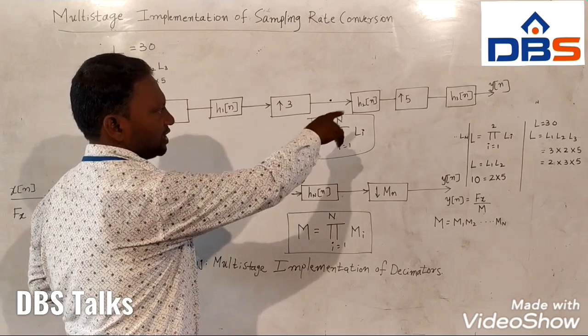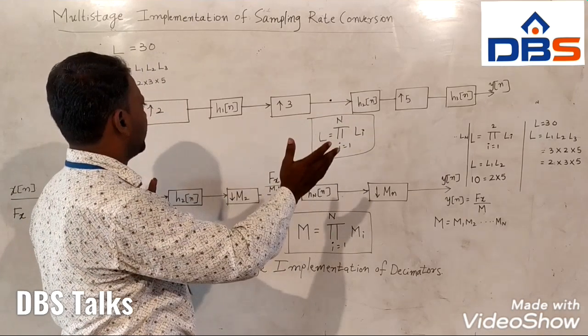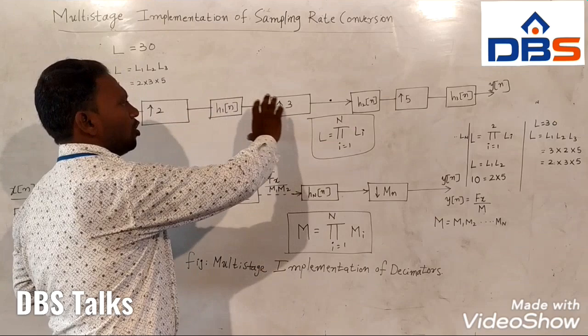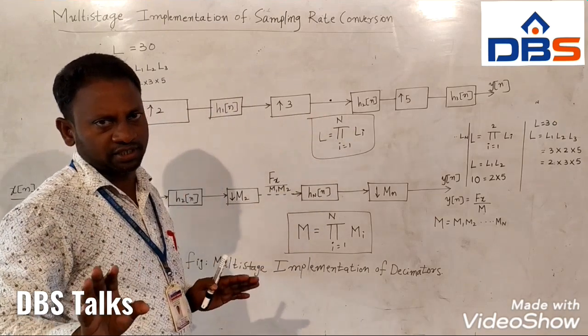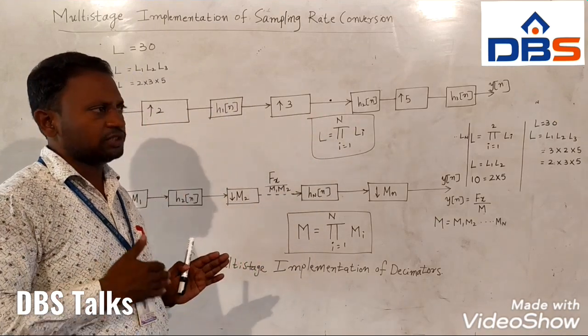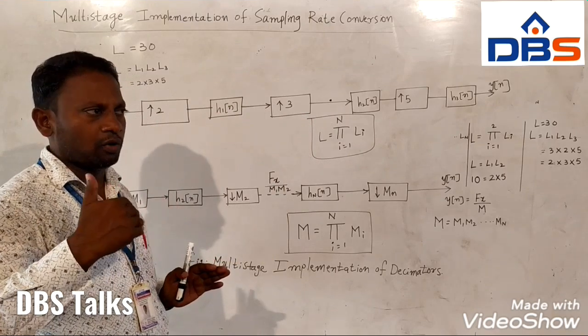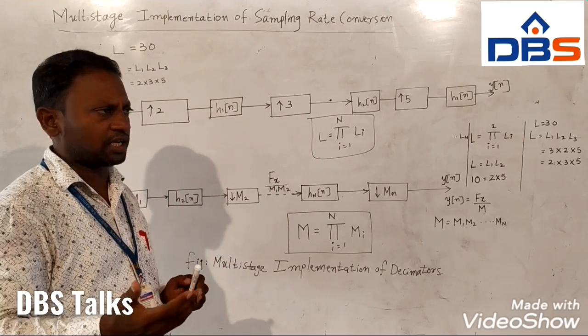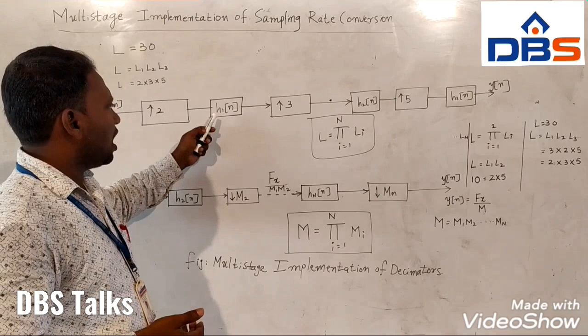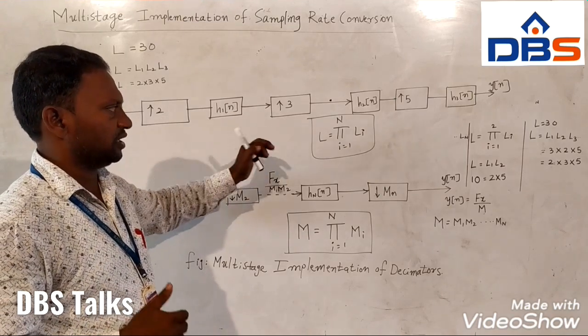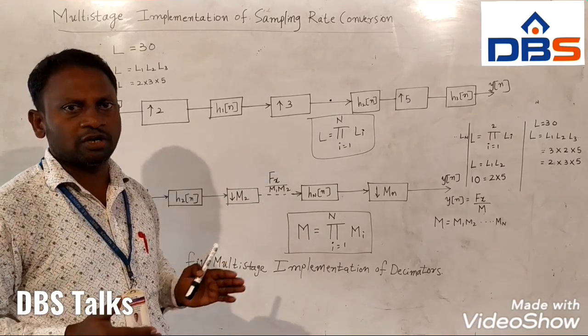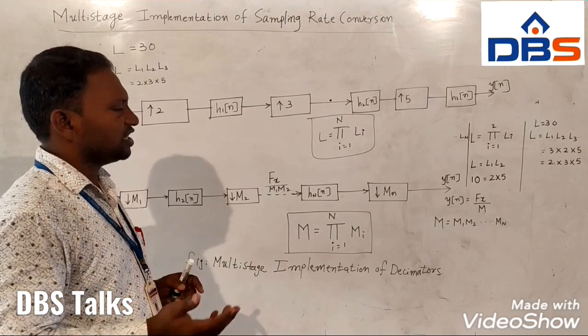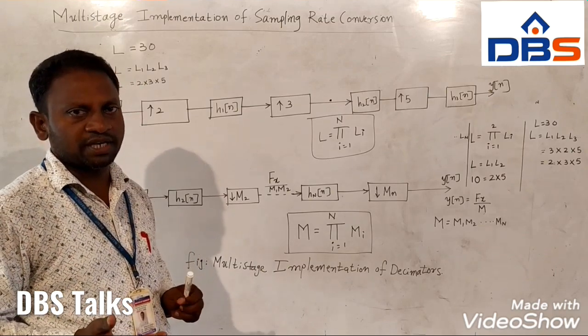So these are the possible factors which you can use to implement an interpolator for L value 30. Like that you can do the multi-stage implementation, and the formula for multi-stage implementation is whatever we have seen: L is equal to the product, i equal to 1 to N, of Li. This is the formula which we have seen already.